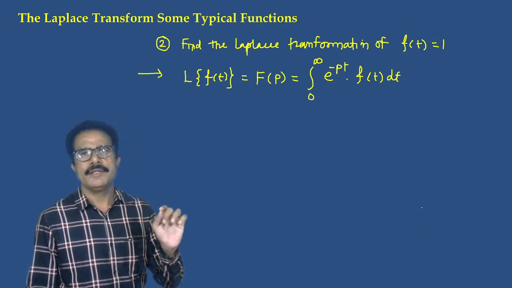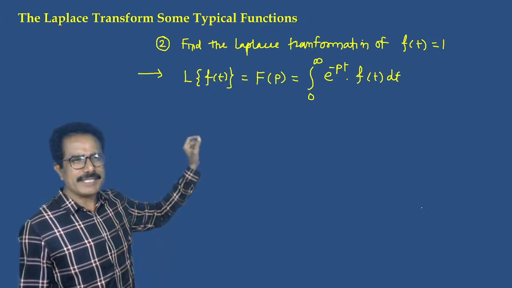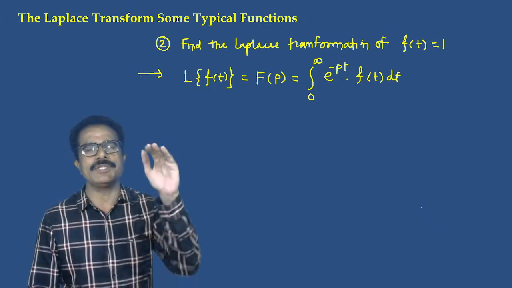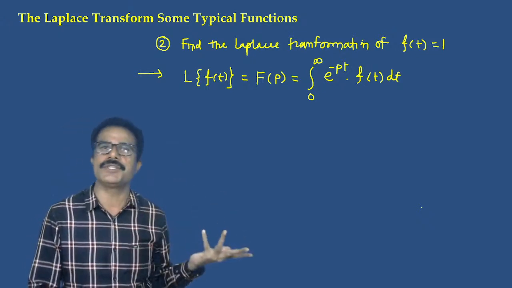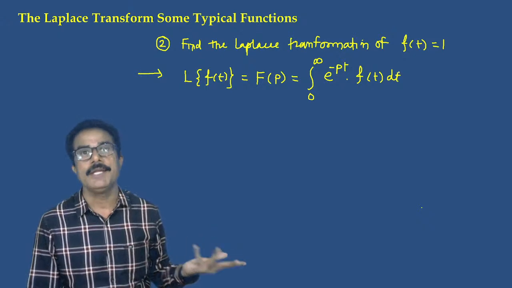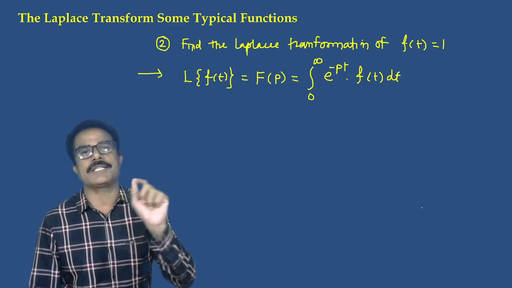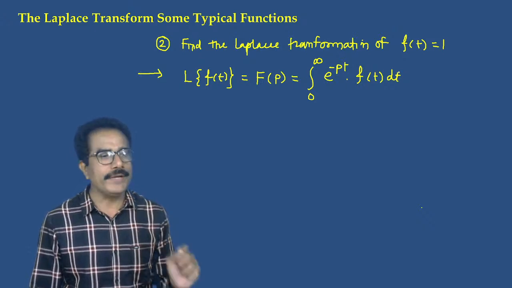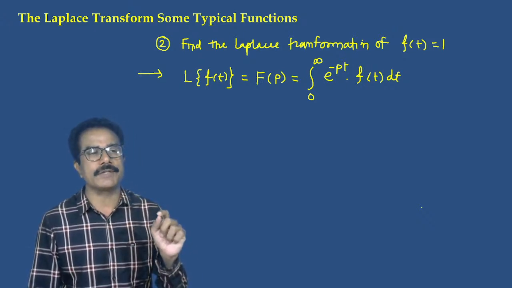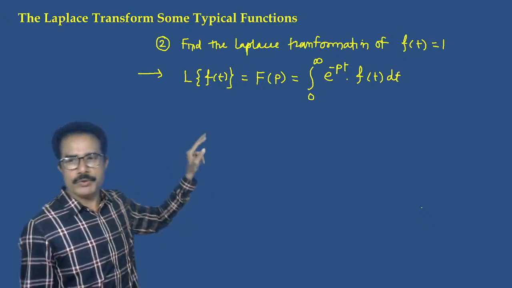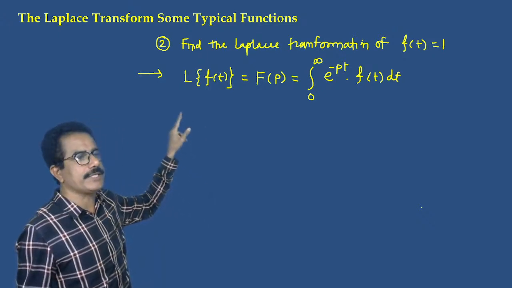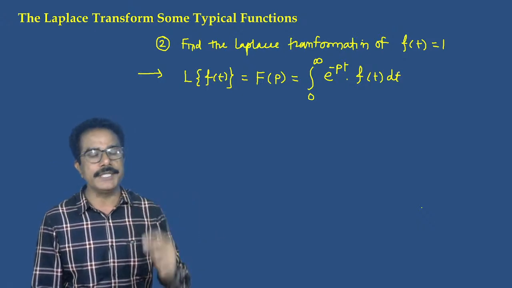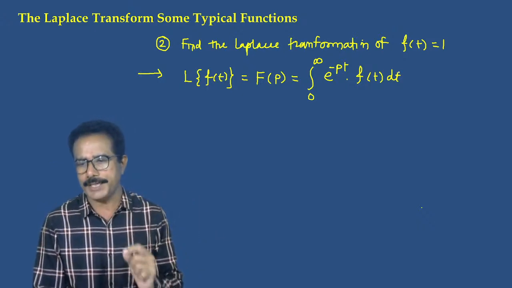Actually, we have to find out the Laplace transformation of function f of t is equals to 1. Suppose this is the constant function. F of t is equals to 1 is called a constant function. Now our aim is to find out the Laplace transformation of this constant function. How we can find it? We have to use the definition of a Laplace transformation, that is capital F of p is equals to integral from 0 to infinity e raised to minus pt into f of t dt.